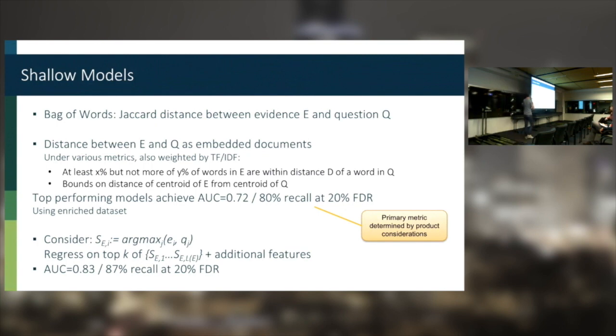That turns out to be not so great. You could ask, I want at least this much of the evidence, I don't know, 30% of the words in the evidence, but not more than 90% are actually close enough to something in the question. You get reasonable performance, like AUCs of 0.7.